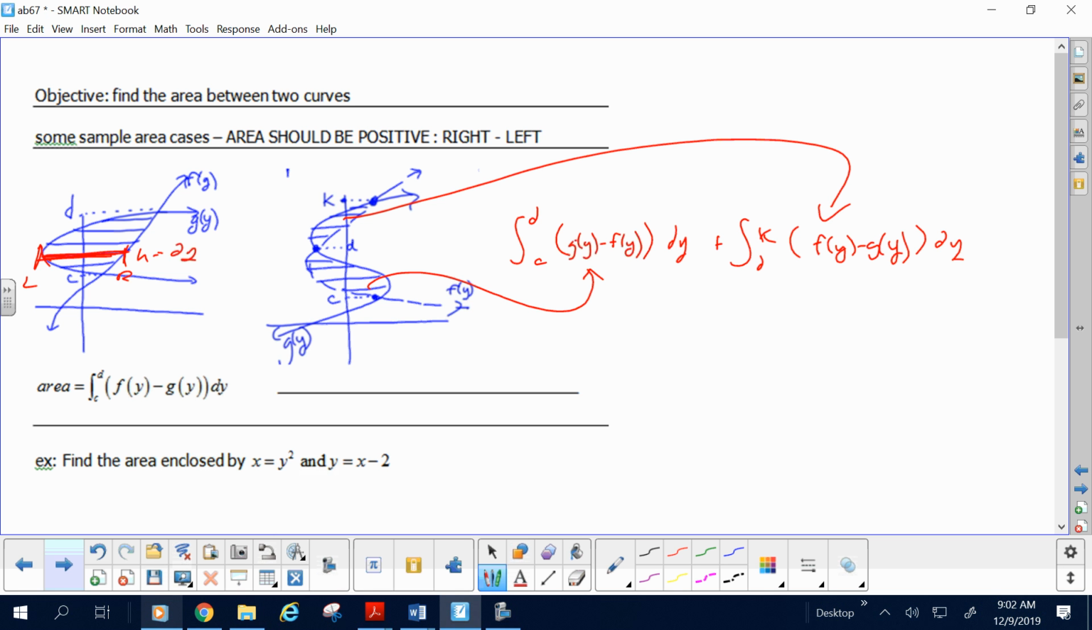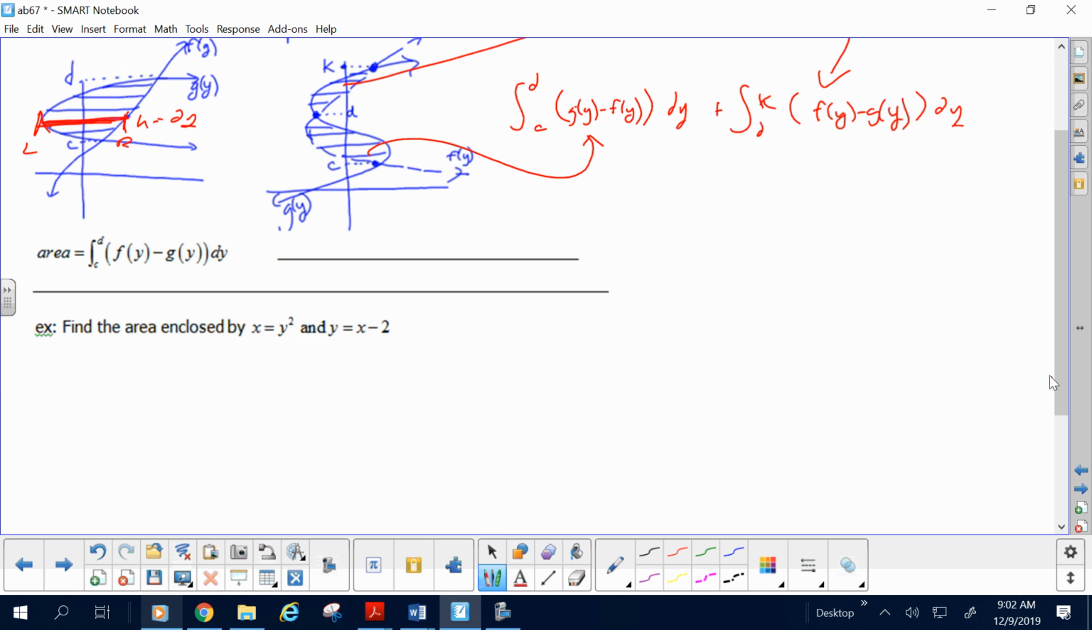Okay, cool. Now say you found the area enclosed by x equals y squared and y equals x minus 2. X equals y squared, what does it look like? Opening right or left? Right. 0, 0. When y is 1, x is 1. When y is 2, x is 4. And y is negative 1, and so on. So it looks like that. Y equals x minus 2 is a line with a y-intercept of negative 2 and going up 1 over 1.